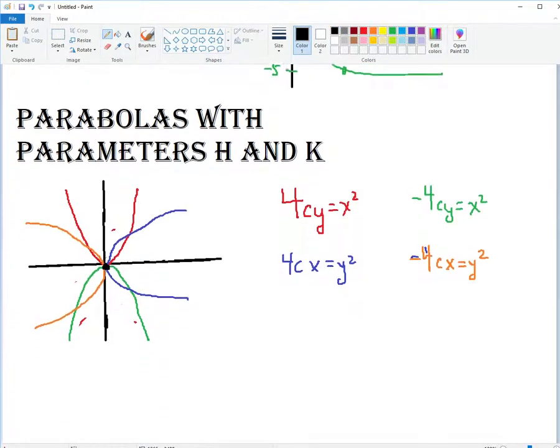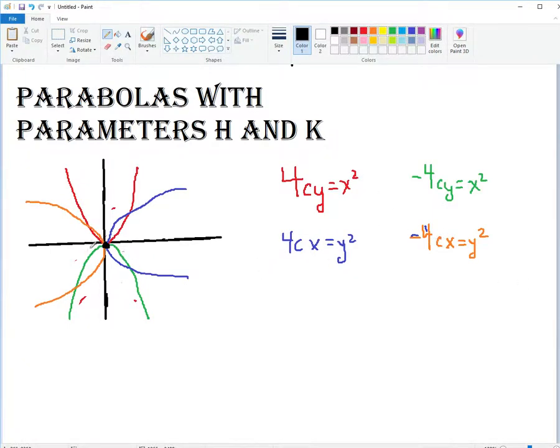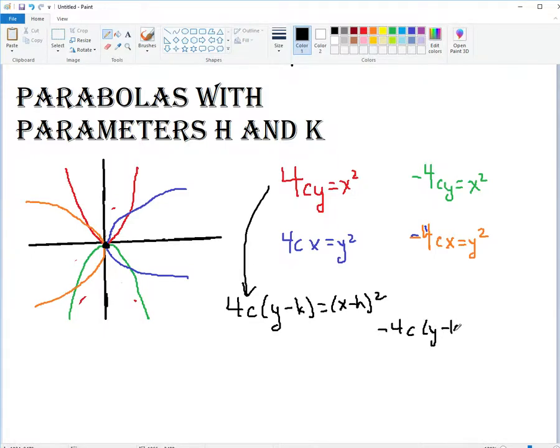So how do we adjust these if our vertices are not at 0, 0? Well, we plug in h and k, and we know that h always goes with the x and k always goes with the y, right? So the only difference is they become this: 4c times y minus k is equal to x minus h squared. That's for the first one. And then the second one just becomes negative 4c times y minus k equals x minus h squared. That's the second one. Okay?